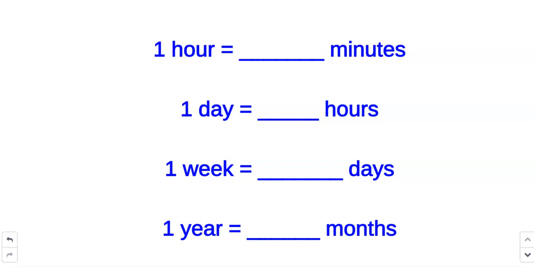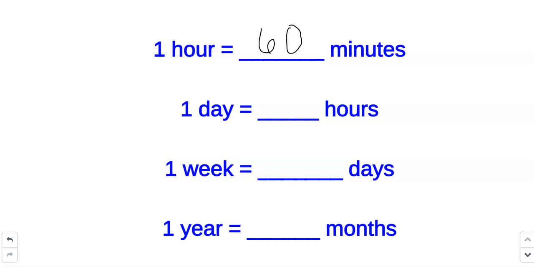1 hour is how many minutes? Think about it. 1 hour would be 60 minutes. So if our minute hand goes around one time, that would be 60 minutes.